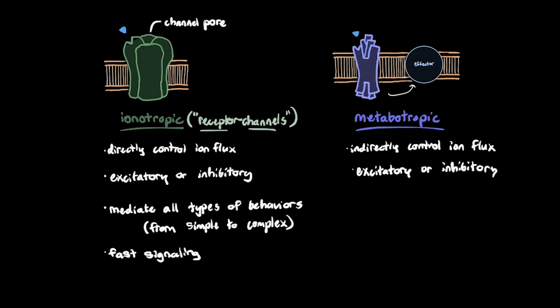And it could also be modulatory in a way that doesn't directly depolarize or hyperpolarize the membrane, but it could lead to changes in the intrinsic excitability of the neuron. It could result in changes in the resting potential from which all other signaling occurs. So it may not even be directly excitatory or inhibitory.